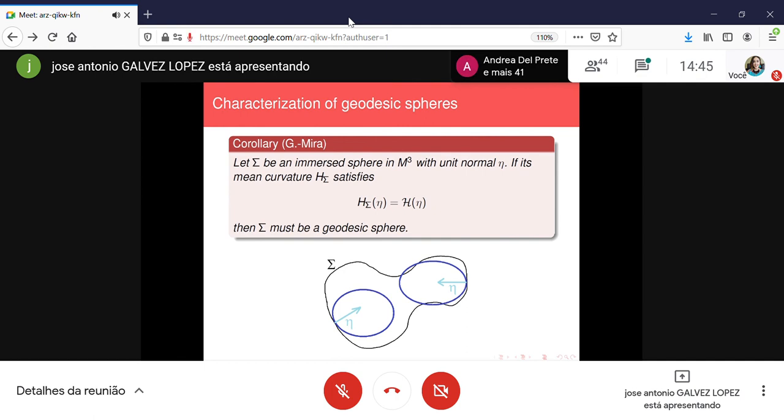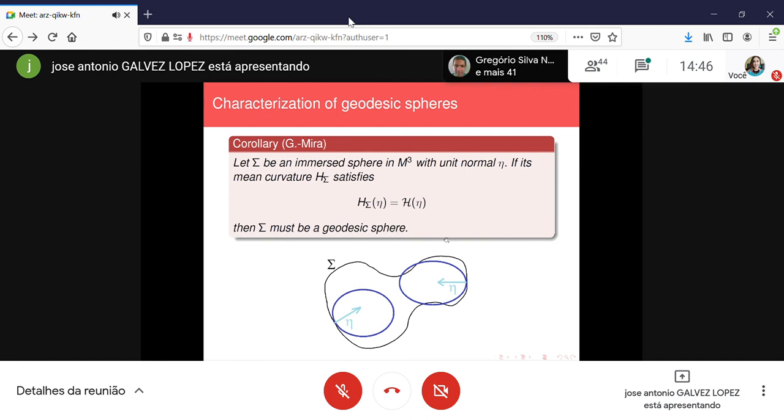For that, consider an immersed sphere, sigma, here in the picture in black. Assume that at any point P of the immersed sphere, we consider its normal. We assume that the mean curvature of our immersed sphere at this point corresponds to the mean curvature of the unique tangent geodesic sphere at the same point. At this point, this geodesic sphere in blue and our immersed sphere in black have the same mean curvature. If this happens along our immersed sphere, the sphere must be, in fact, a geodesic sphere.